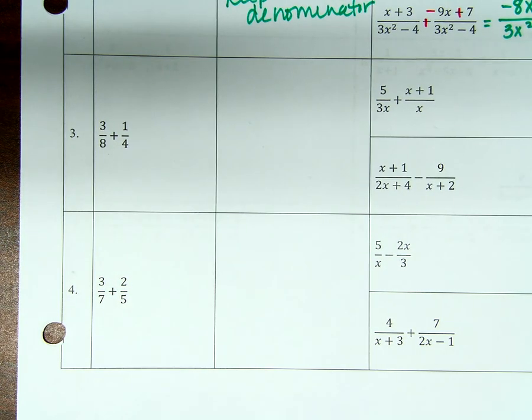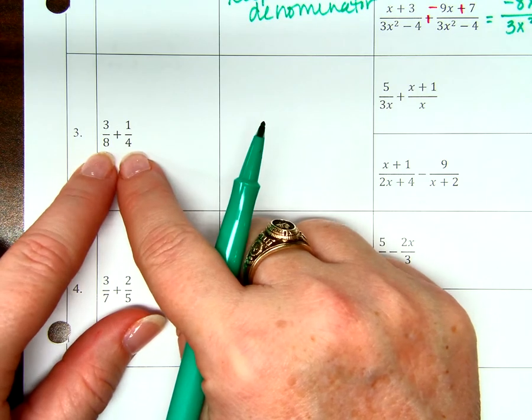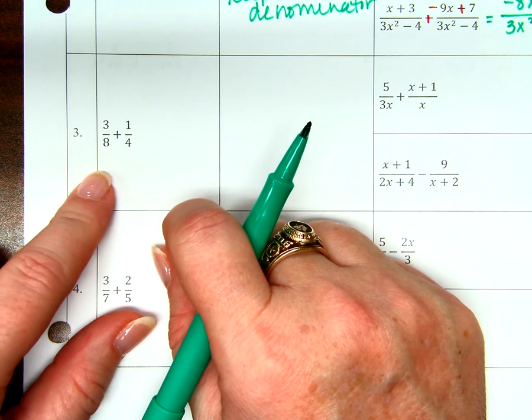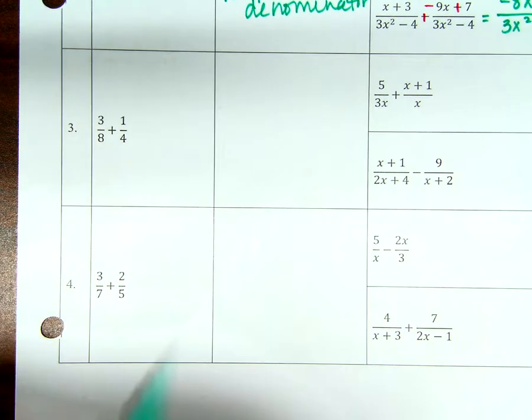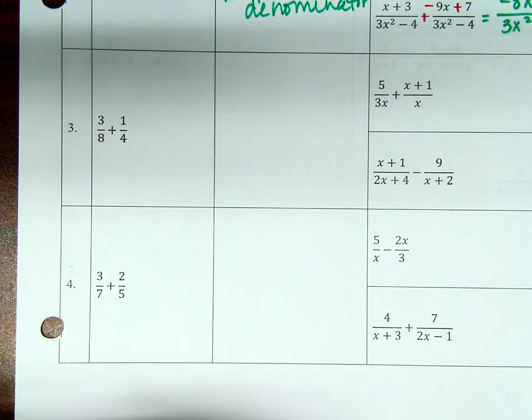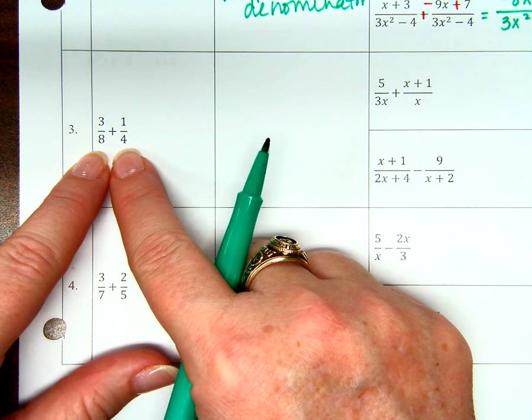Except 8 doesn't divide evenly into 4. 4 divides into 8, but 8 does not divide into 4. See what I'm saying? It's a fraction. We can't do that. We have to find the smallest number that both of them divide into. And for that to be true, it has to be at least as big as the biggest one that's already there. Okay? So what is one possible common denominator for this problem?